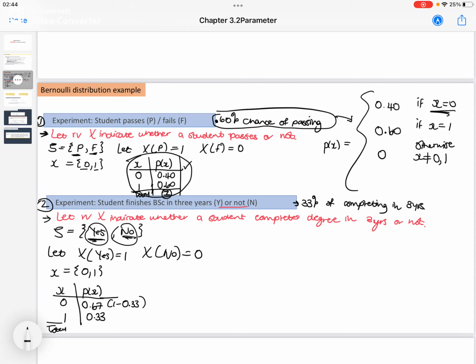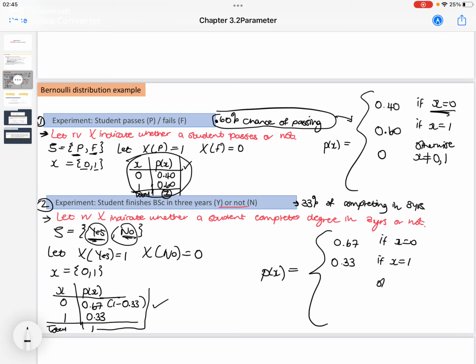Now the total probability here should add up to 1. And yes, it does. 0.67 plus 0.33 adds up to a total probability of 1. So this is a valid PMF. Now if we represent or define our PMF using a formula, then we'll write P(x) is equal to, in curly brackets, the probability of x equal to 0, which is given as 0.67, and the probability that x equal to 1, given as 0.33. And if you have any other x value, the probability there is 0.